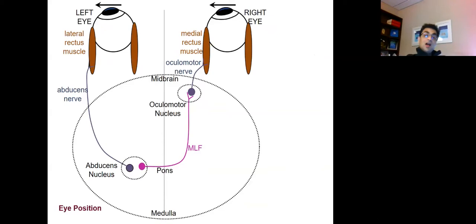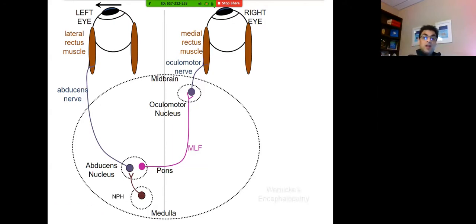So now eye positions. As we were talking, gaze holding is very important. In order to hold the gaze, you need a mechanism in another area of the brainstem called nucleus prepositus hypoglossi. This nucleus also feeds into the abducens nucleus, and NPH actually works as a neural integrator, which means it takes the velocity of the eye and converts it into position. That is very important to hold gaze steady.